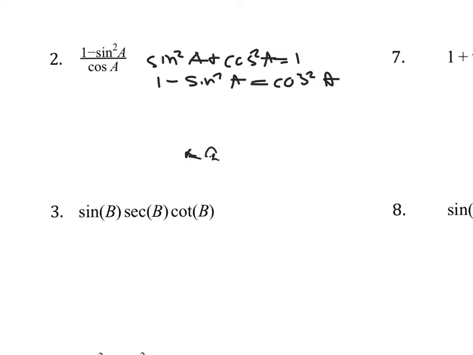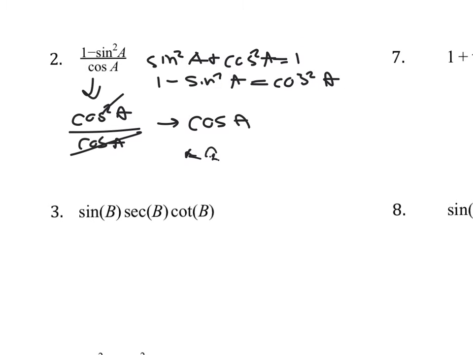So that means I can rewrite this as cosine squared a over cosine a. Since cosine squared a means cosine a times cosine a, I can cancel out one of those cosine a's. That cancels the denominator, and I cross out one of those cosine a's in the numerator, and that just leaves me with cosine a.